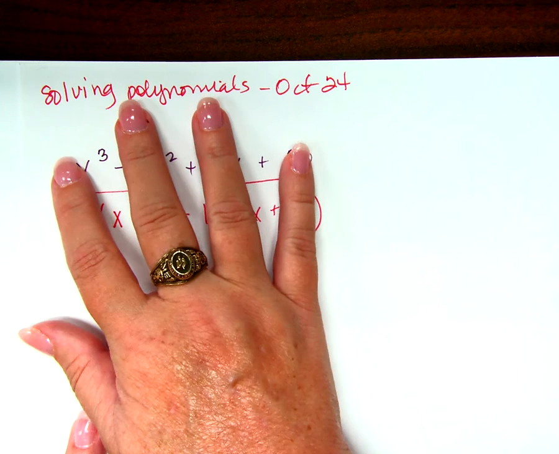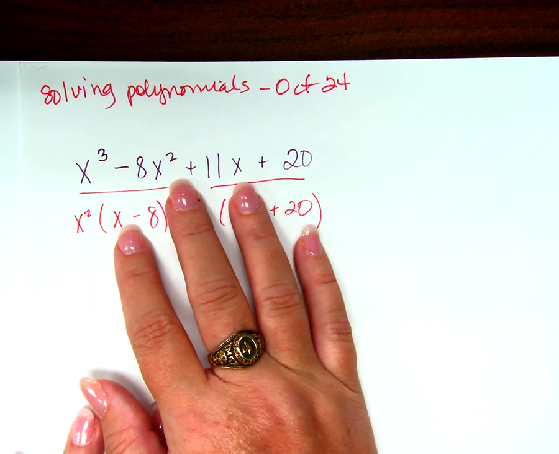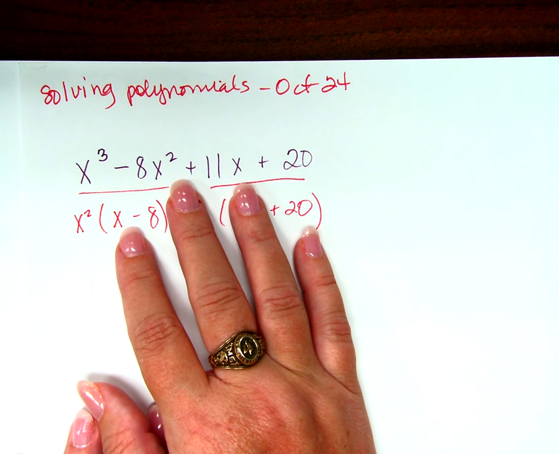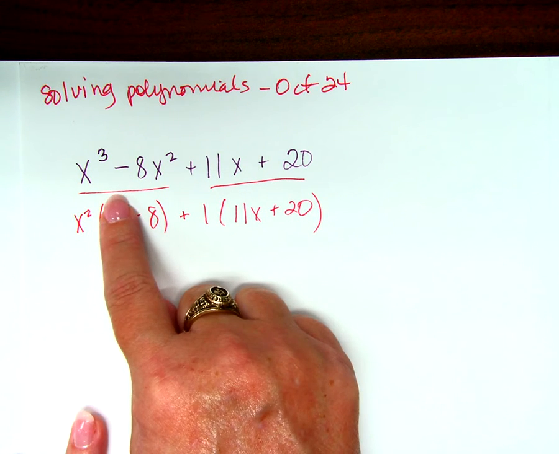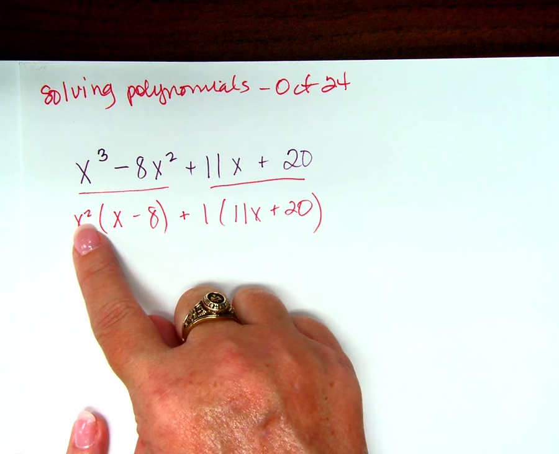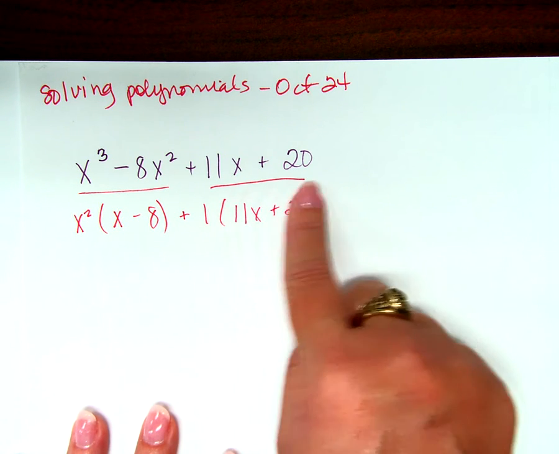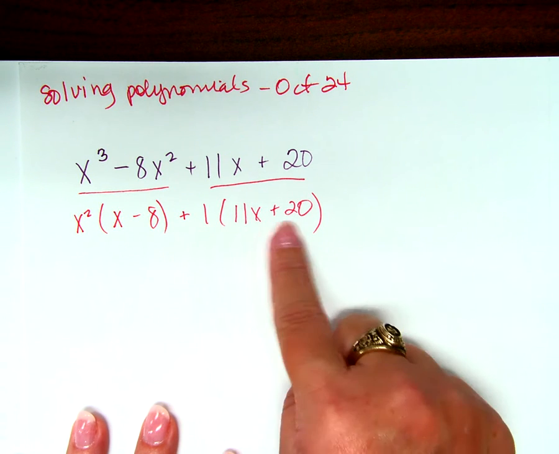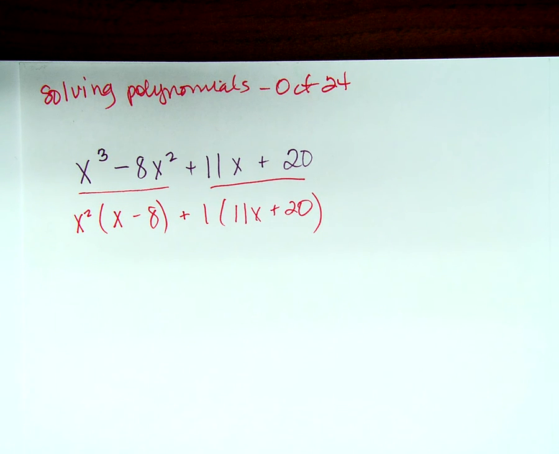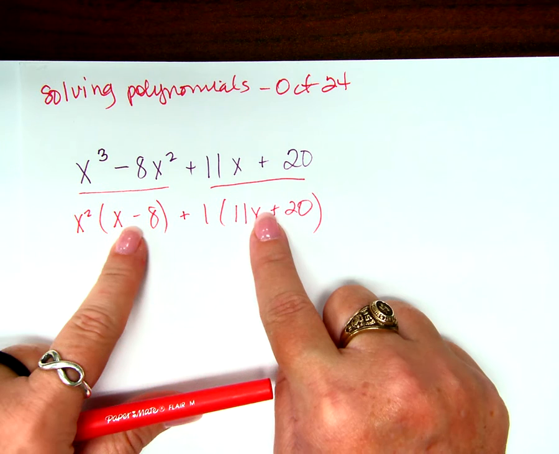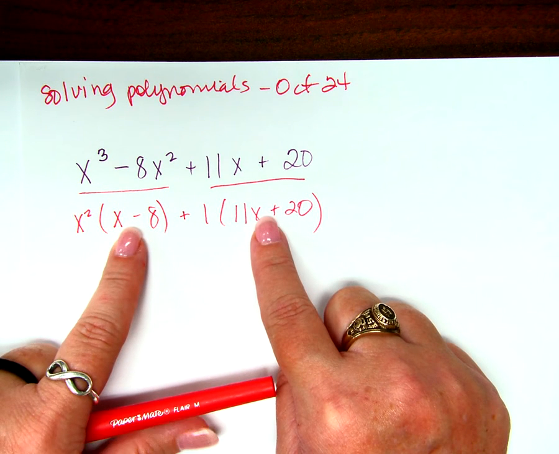So we said to solve this polynomial, we should factor it by grouping because there are 4 terms, right? So we said what was common in the first 2, and we said x squared and got x minus 8. We said what's common in the second 2, and we got 1, and that was 11x plus 20, and then we knew we were in trouble. Why did we know we were in trouble? They don't match. They ought to be the same if we're going to factor by grouping.